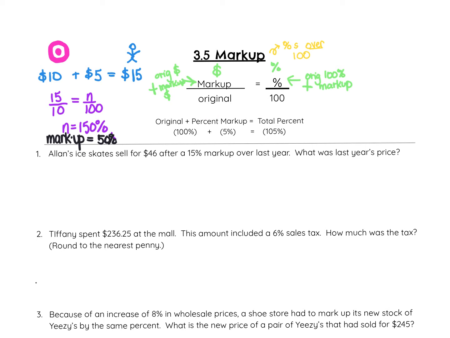So let's look at the first example. Alan's ice skates sell for $46. After is an important word here, a 15% markup over last year. What was last year's price?